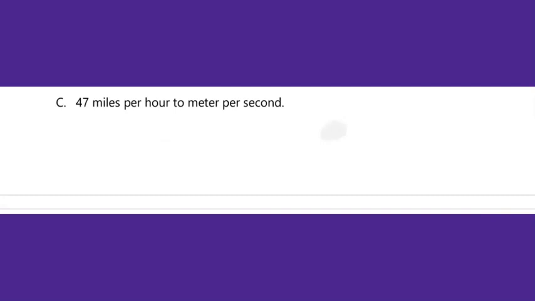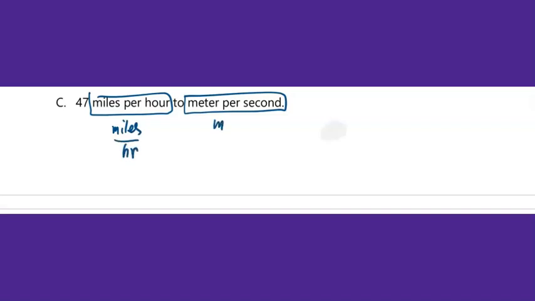In these questions, we need to convert miles per hour to meter per second. So you can see this way: miles divided by hour, that's the miles per hour, to meter, m per s as a second. So you change miles to meter, hour to seconds pretty much. So I start with 47 miles divided by 1 hour. That's going to be 47 miles per hour as a fraction.